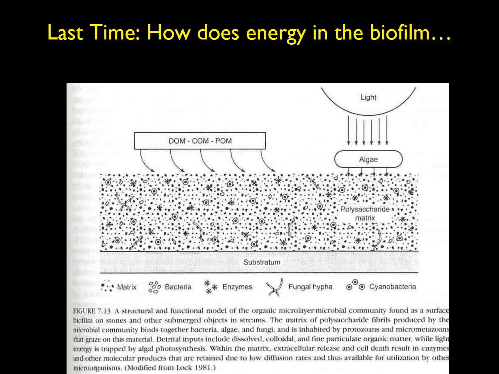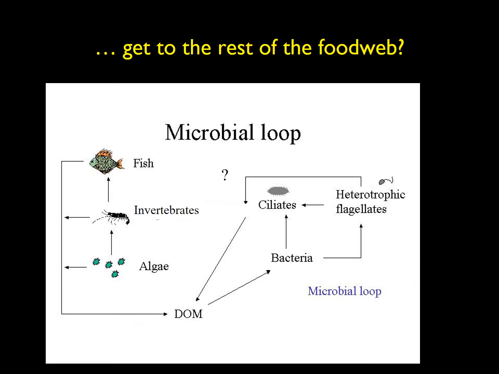So last time we were talking about how energy in the biofilm gets to the rest of the food web, because there was some evidence that this energy just sort of cycled back and forth in what's called the microbial loop between different microorganisms that are living in the biofilm in association with each other and incorporating dissolved organic matter. So there was a question about where this energy went.